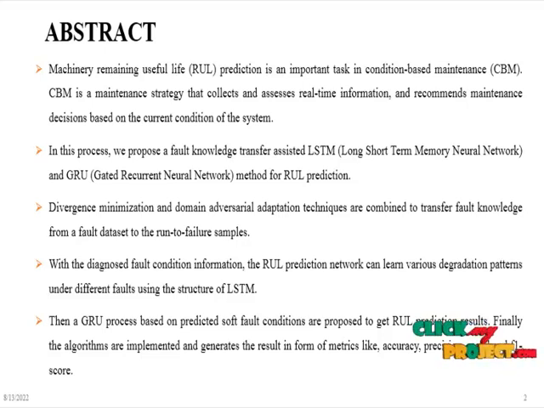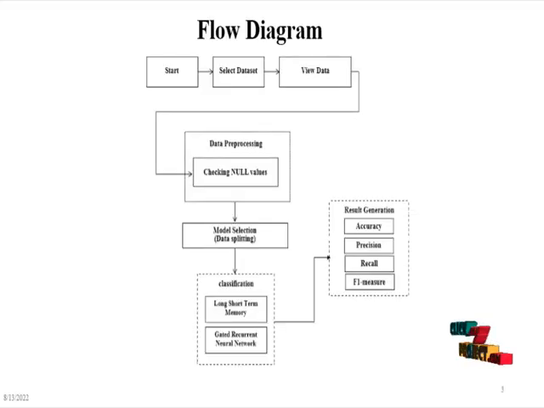Then a gated recurrent unit process based on predicted fault conditions is proposed to get remaining useful life prediction results. Finally, the algorithms are implemented and generate the results in the form of metrics like accuracy, precision, recall, and F1 score. The flow diagram of the project is: first we start the program and select the CWRU dataset. Then we use the sample dataset in our console working directory.